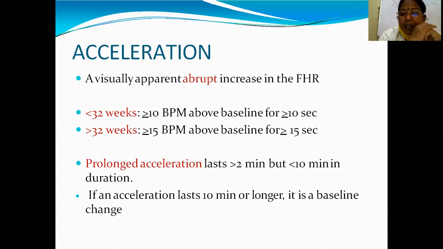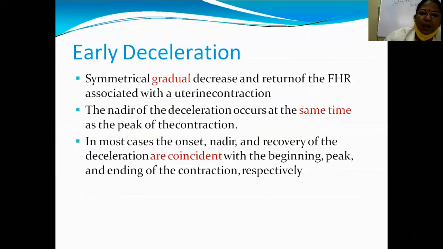What is prolonged acceleration? If it lasts more than 2 minutes but less than 10 minutes, it is prolonged acceleration. And if it is continuous, the graph is going up and not coming back to the baseline, that means there is a baseline change. Then deceleration. Deceleration means there is a decrease in the heart rate. In deceleration, we have early decelerations, late decelerations, variable decelerations, and prolonged decelerations.